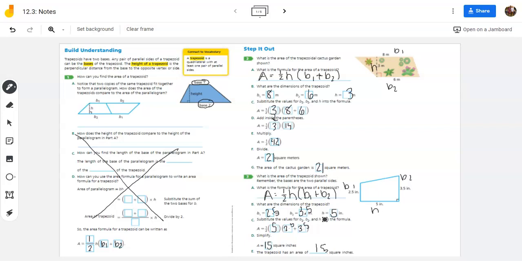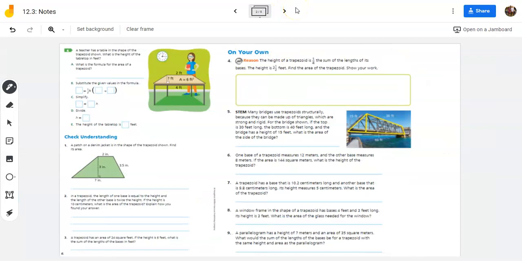Okay, let's turn to page 396. We're going to do number 4. A teacher has a table in the shape of a trapezoid as shown. So right here. Our base 1 is 2. Our base 2 is 4. They gave us our area. They didn't give us our height. First, we need to write our formula, which is A equals 1/2 H. That's an H, I'm sorry. B1 plus B2.